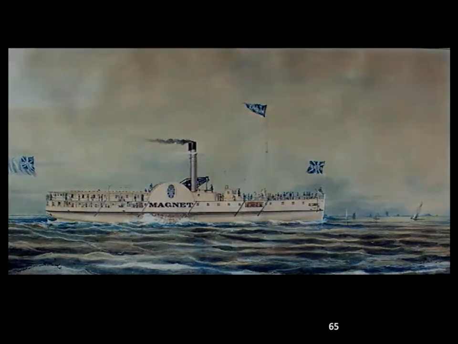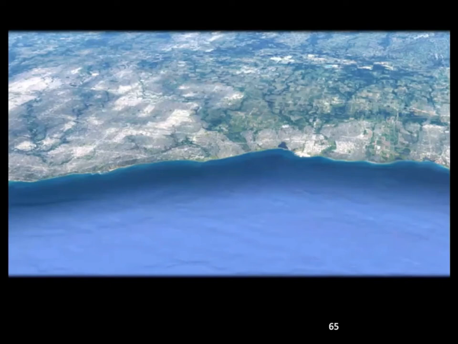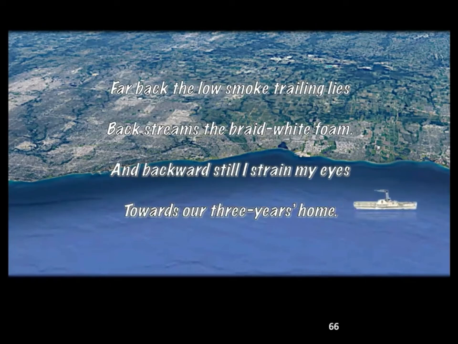As the Magnet passed the shores of Durham County, Henry thought of the time he had sailed earlier into Whitby Harbor aboard the yacht Dart, and he penned this poem. Far back the low smoke trailing lies, back streams the braid white foam, and backward still I strain my eyes towards our 3 years home.